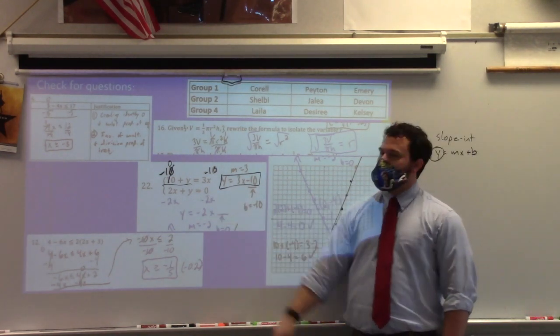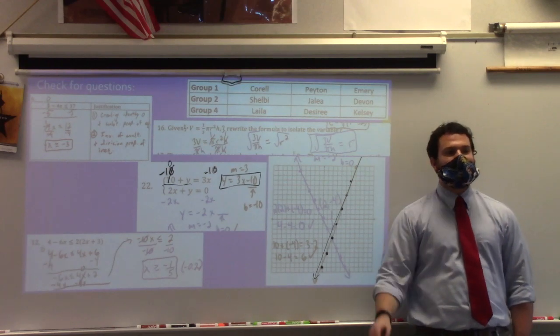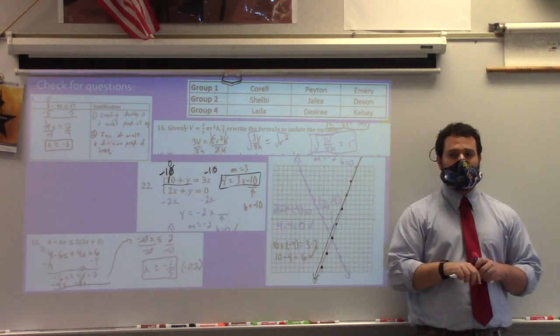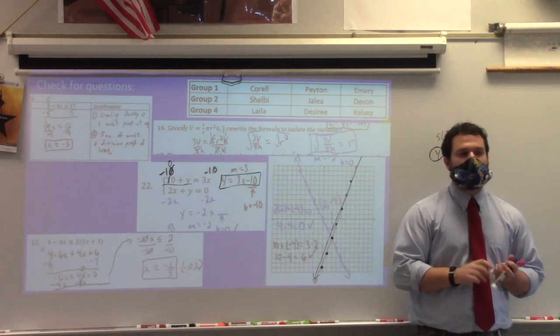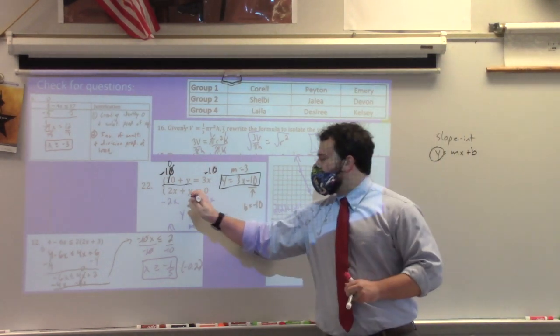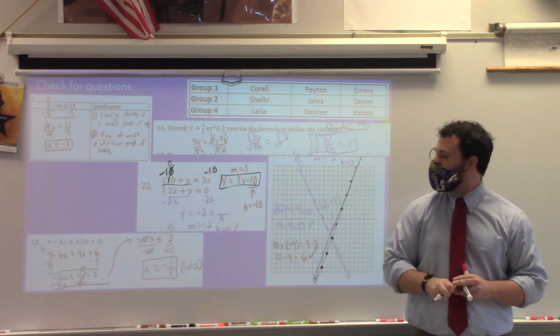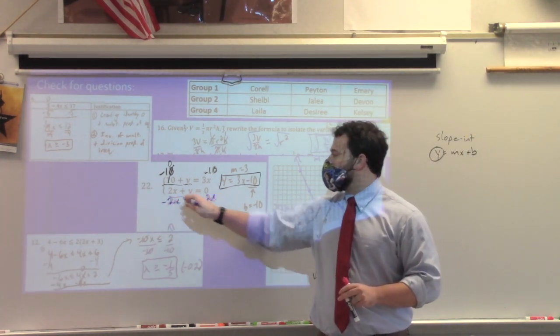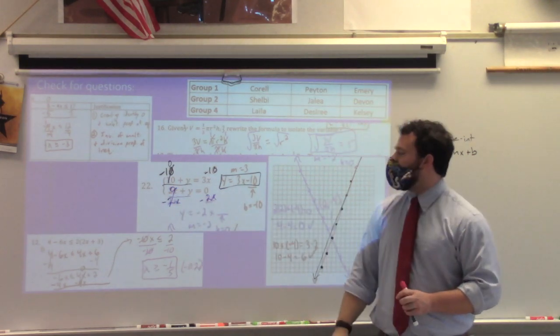When I look at the second equation in 22, is that in slope-intercept? No. How do you know it's not? Because the y is not by itself. So what do I need to do to get this y by itself? Subtract 2x from both sides.